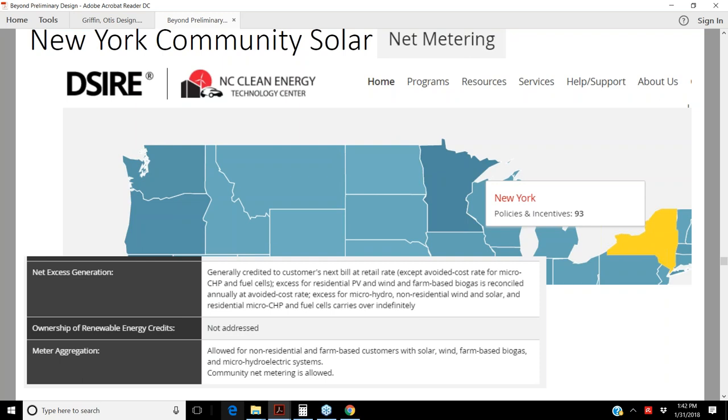So in New York, you're credited at retail rate. Any surplus is reconciled annually. The ownership of the RECs is not addressed. And they do allow community net metering. So community net metering is kind of an interesting concept. This is where the solar array, see if I can get that box, it's right down here. This is where the solar array is located off-site, but you're still getting a retail credit on your bill. And so that actually is very interesting.